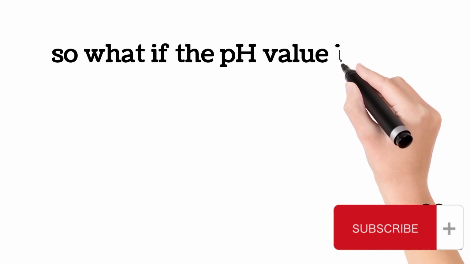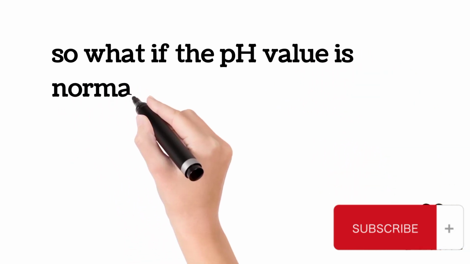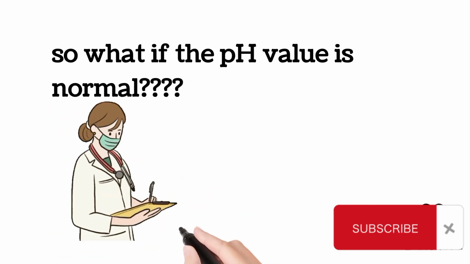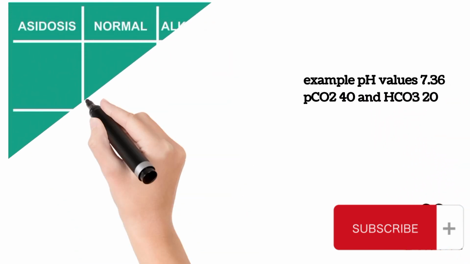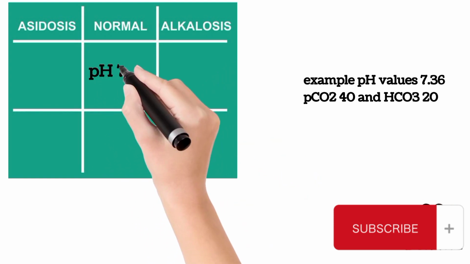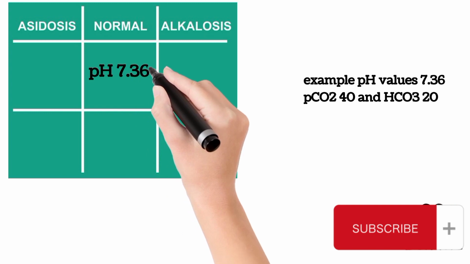So, what if the pH value is normal? Example: pH value 7.36, PCO2 value 40, then HCO3 20. Then put the pH 7.36 in the normal column, then PCO2 40 in the normal column, and HCO3 20 in the acidosis column.